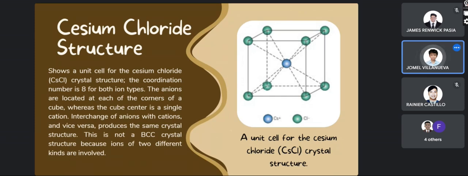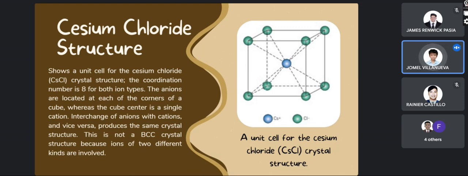Let's take a closer look at the sodium chloride crystal structure, which is a bit different from the others we discussed. It might seem a little similar to other structures like body-centered cubic (BCC). The figure shows a unit cell for the sodium chloride crystal structure. The coordination number is 8 for both ion types, and ions are located at each corner of the cube, whereas the cube center is a single cation. Interchange of anions with cations and vice versa produces the same crystal structure. This is not a BCC crystal structure because ions of two different kinds are involved.